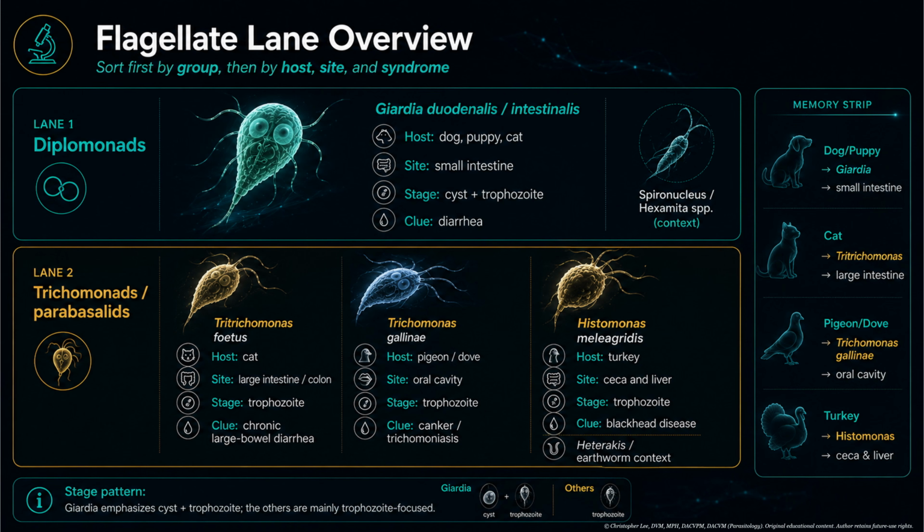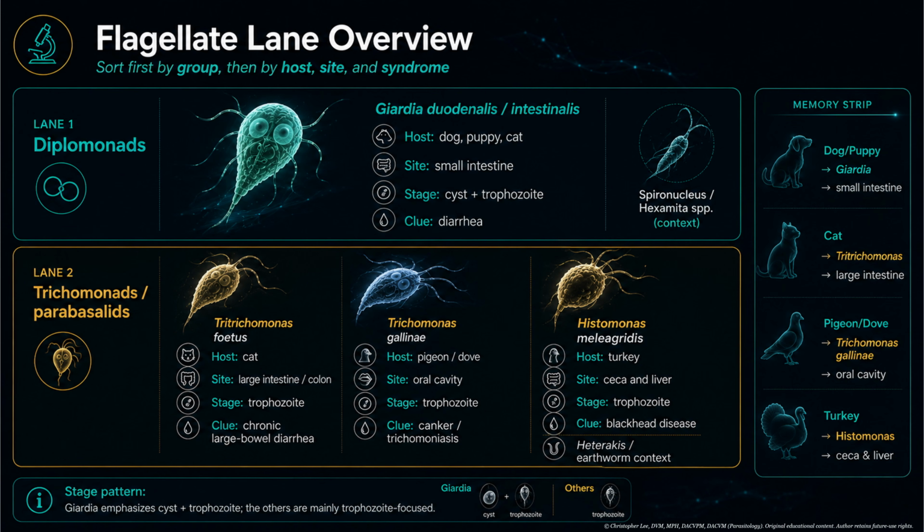The basic pattern is the same: the small intestine, cysts and trophozoites, and diarrhea, although infection does not always produce clinical disease. Spironucleus and Hexamita provide some useful aquatic animal context, but they are not our main focus today. The second lane contains the trichomonids and related flagellates. Tritrichomonas foetus should make you think of a young cat with chronic large bowel diarrhea.